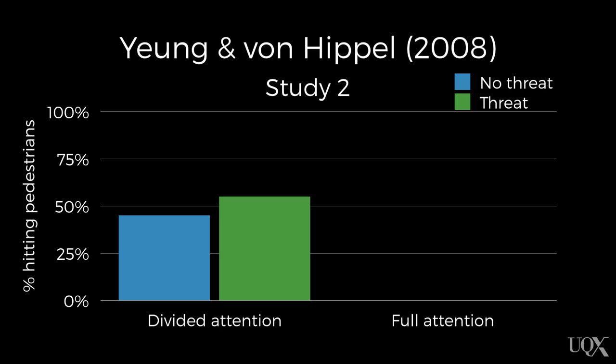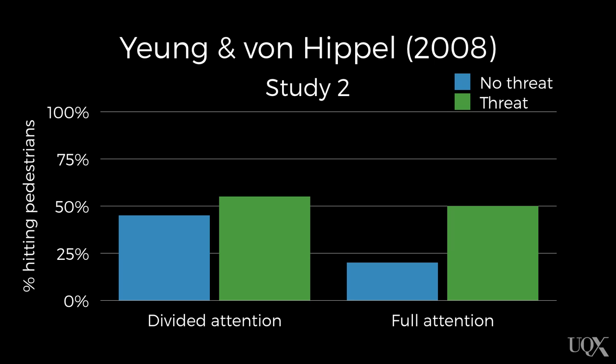In a second study, Young and von Hippel included a divided attention task that was played through an audio recording while the participants completed the driving simulations. They found no effect of stereotype threat for the female participants who completed the auditory divided attention task while driving. Interestingly, participants from the divided attention group were just as likely to hit the pedestrians as those with full attention while driving and informed about the stereotype that men are better drivers than women. These results seem to suggest that stereotype threat increases the likelihood for people to hit pedestrians because they're distracted by their concerns of being stereotyped.